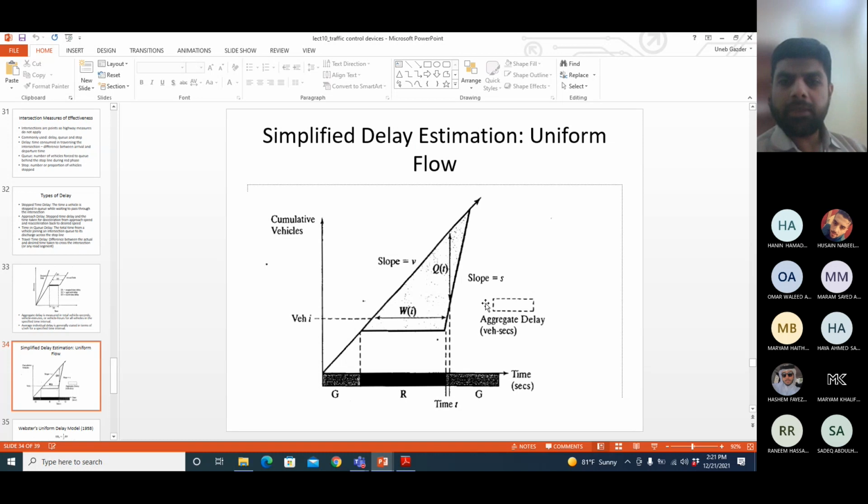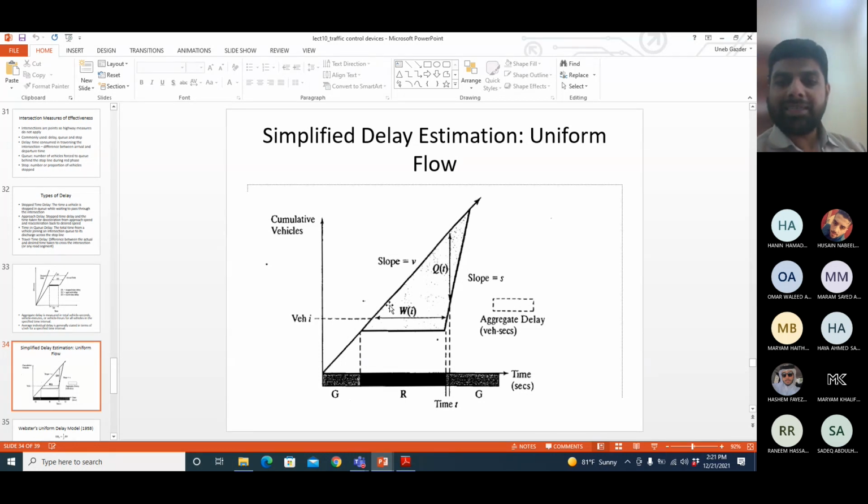So the saturation flow rate is the rate at which the queue departs from the intersection, and that is represented with small s. And how to get it? Take the inverse of saturation headway. So this is the line showing the arrival of vehicles, and this is the line showing the departure of the vehicles. So if you take the difference between these two lines, it will give you how many vehicles are in the queue.